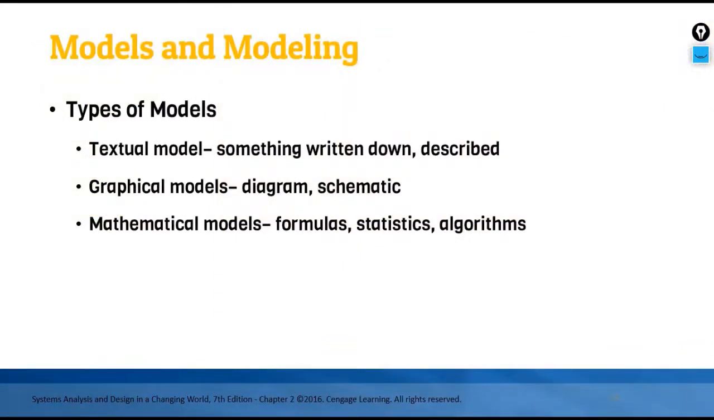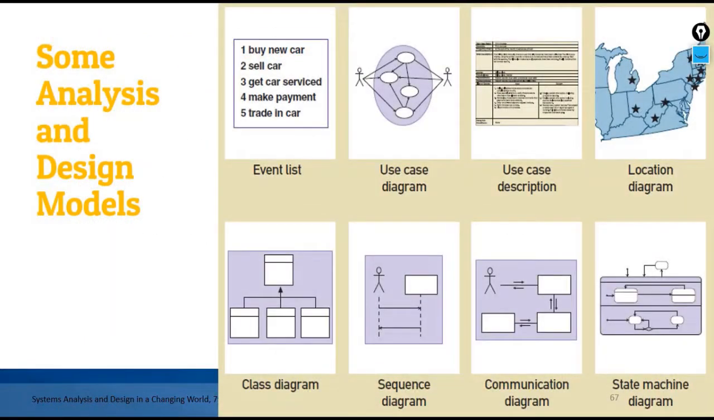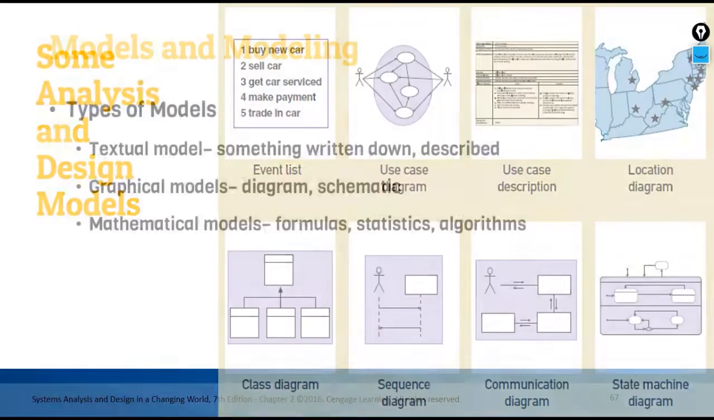So analysis and design models can be grouped into three generic types: textual, graphical, and mathematical models. Textual models are the text-based system models such as memos, reports, narratives, and lists. So the example here, the event list and use case descriptions are two examples of textual models.